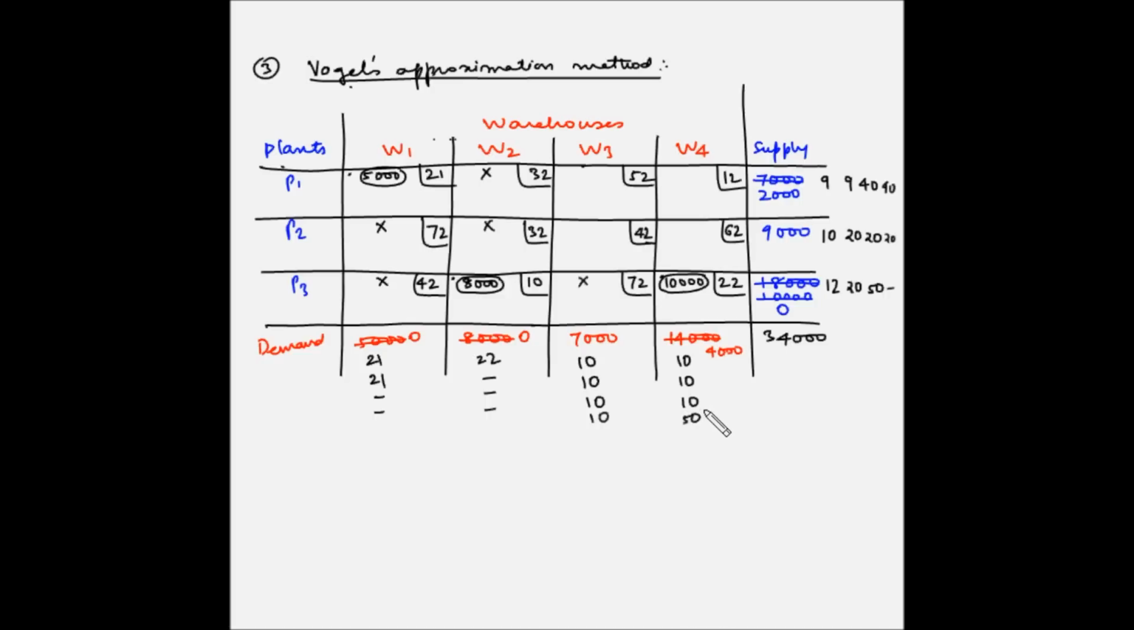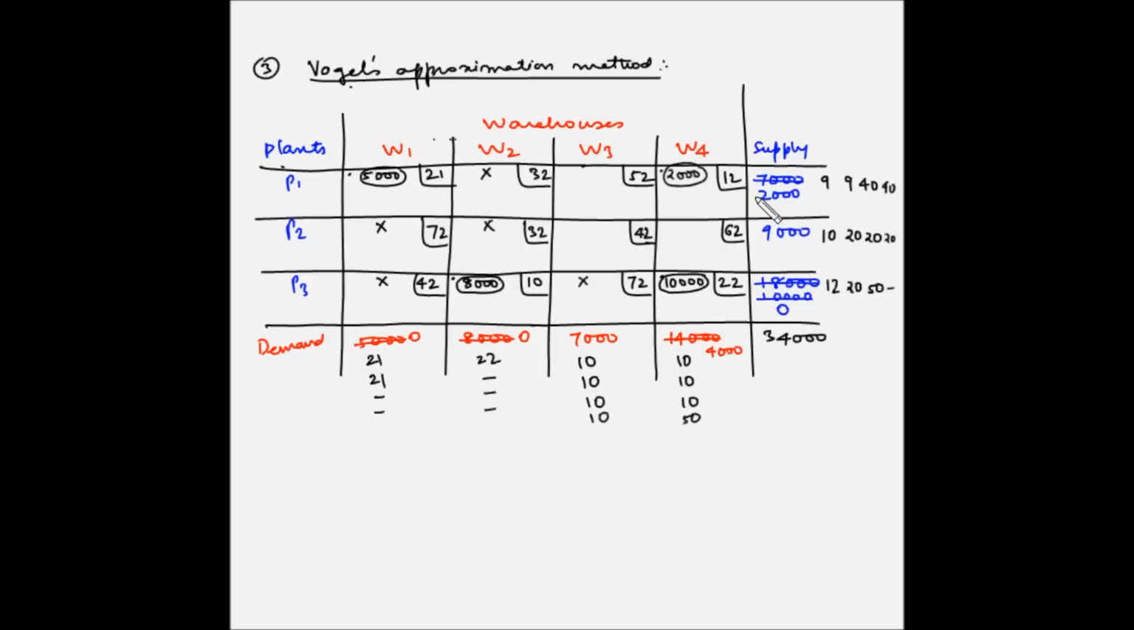Now next we select the row or column with the largest difference. So we'll select W4 here. And then we have to allocate the maximum number of units to the square with the minimum cost in the selected row or column. So we'll select the square P1W4. Now let's evaluate the supply and demand situation here. So P1 has a supply availability of 2000 units while W4 has a demand of 4000 units. So the maximum we can allocate here is 2000 units.